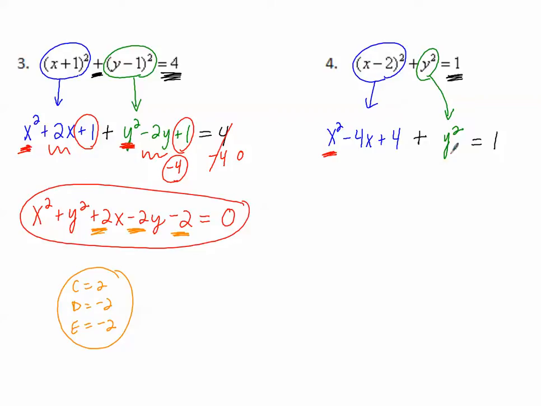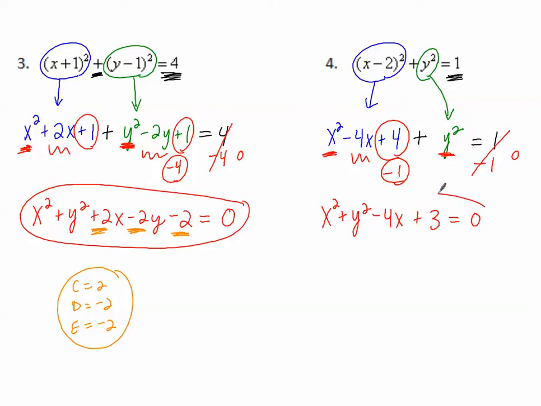X squareds and y squareds go first. X squared plus y squared. Then the x's. I don't have any y's, so now it's on to the constants. Subtract the 1, 0 on that side, 3 on this side. There's my general form. C, no D, and there's E. C, D, and E. C is -4. We said no D, so D is 0, E is 3.